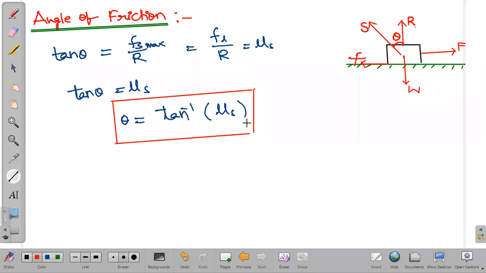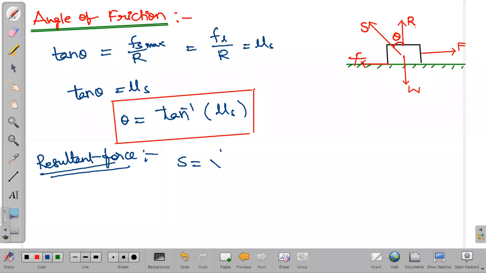And here, the resultant force exerted by the surface on the block. If we want to write an expression for S, what do we write? A resultant force expression. As these two, the frictional force and the normal reaction force, are mutually perpendicular, the resultant can be written as the square root of the sum of squares: S equals root of F square plus R square. Because these two I am considering as balanced in general, or you can take FL also.